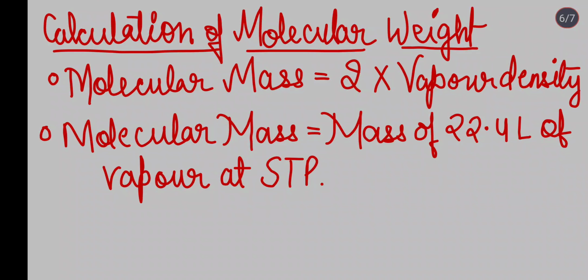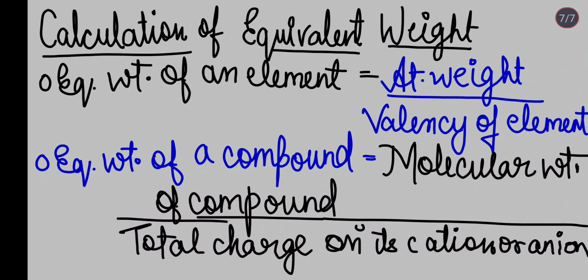Then we look at how to calculate equivalent weight. The equivalent weight of an element is the atomic weight of the element upon the valency of the element. For a compound, it is the molecular weight of the compound upon the total charge on its cation or anion. You divide by the total charge on the cation and anion. We talked about a compound; now let's talk about an anion.